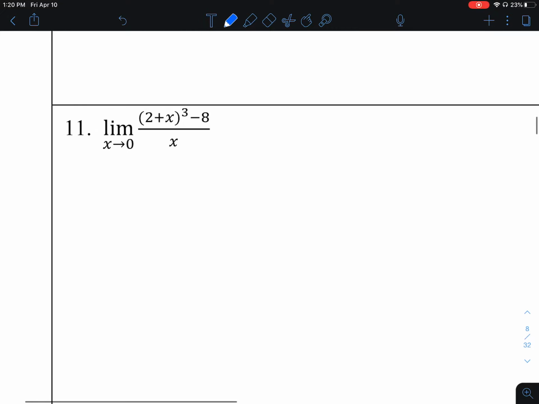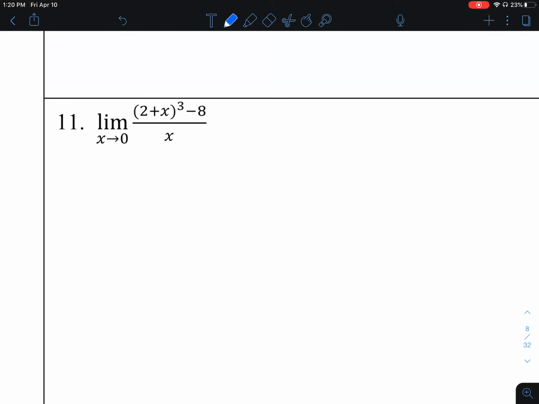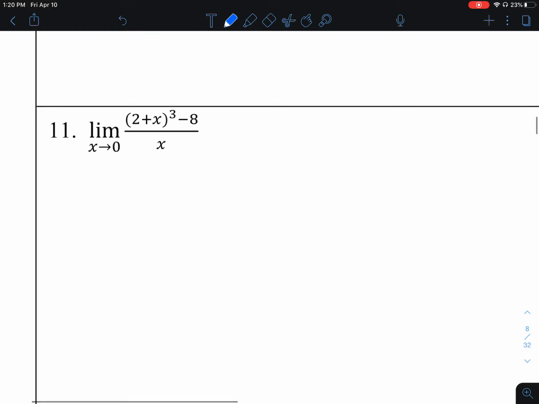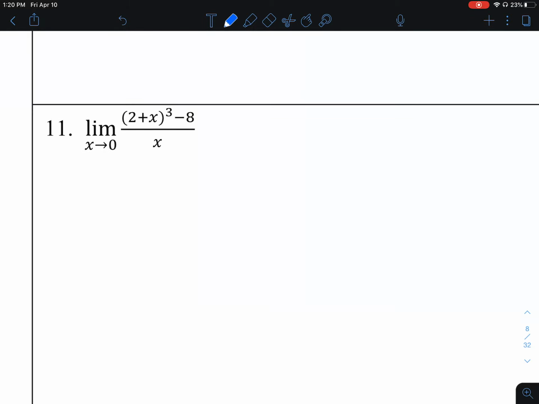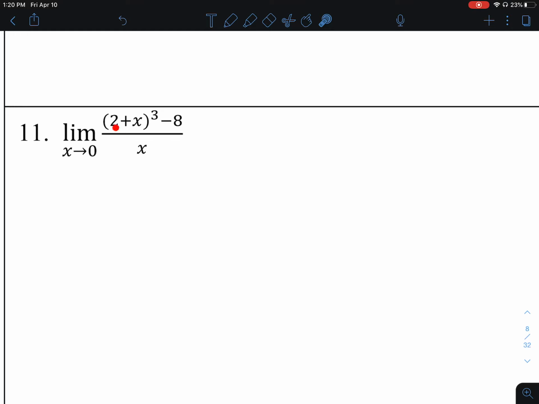Number 11, I'm going to do something crazy with 11. This is super crazy. Now we could multiply all this out. X plus 2 times x plus 2 plus x times x plus 2. And if you did, the 8s would cancel and you could factor an x out. Let's try something a little crazier.